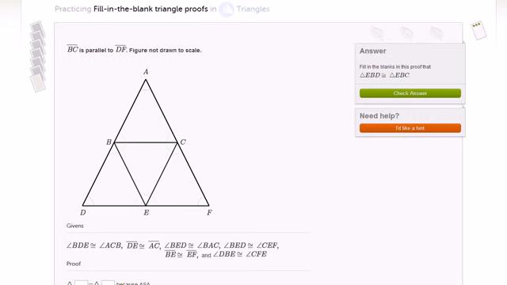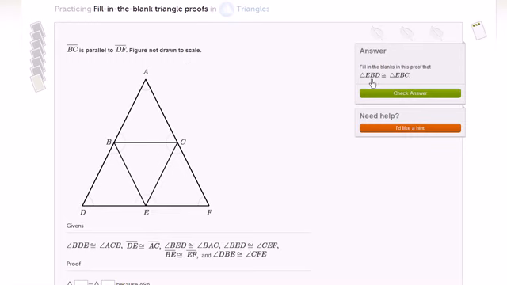I have another one of these fill-in-the-blank triangle proof exercises, but this time instead of doing it on my own little digital notebook, I'm going to do it right on the exercise because there actually are tools so that you can mark up the diagrams. So first they tell us that segment BC is parallel to DF. So BC is parallel to DF. Figure not drawn to scale.